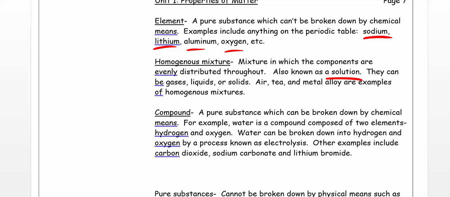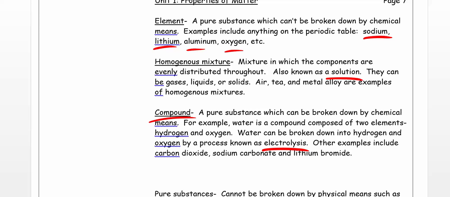Compounds. We've defined compounds. We said a pure substance which can be broken down by chemical means. So remember, compounds can be broken down by chemical means. For example, water is a compound of two elements, hydrogen and oxygen, which form gases when you break them down. Water can be broken down into hydrogen and oxygen by a process known as electrolysis. I showed you that on the last video. We said that electrolysis was the process by which electrical current is used to break water into its hydrogen and oxygen components. Other examples include carbon dioxide, sodium carbonate, and lithium bromide. All of those are compounds.